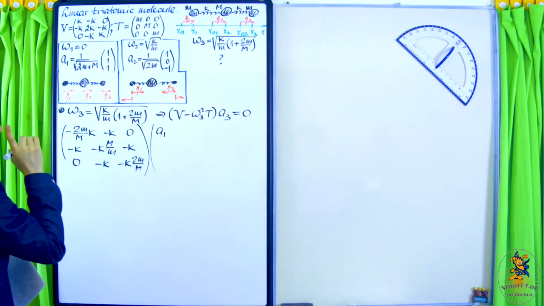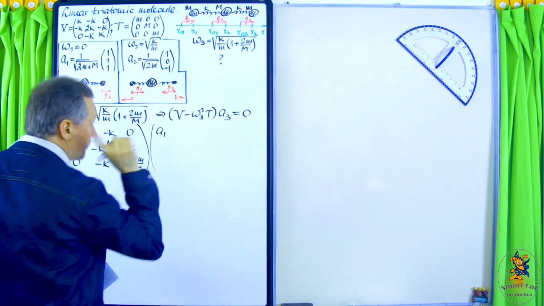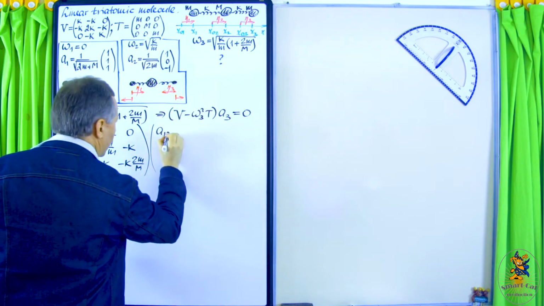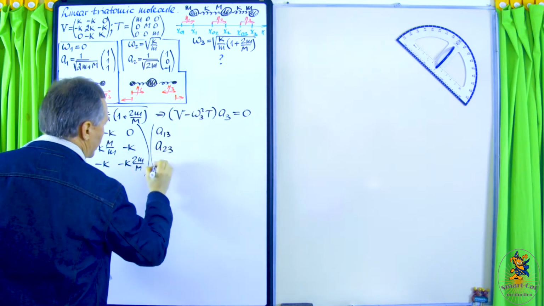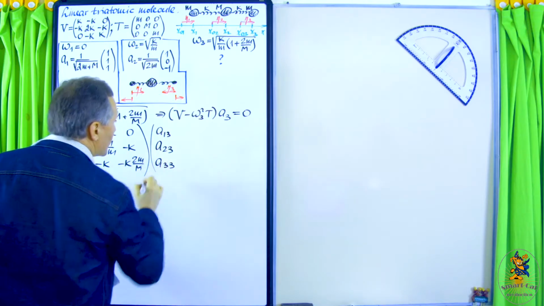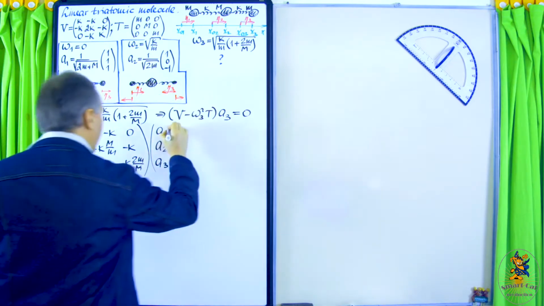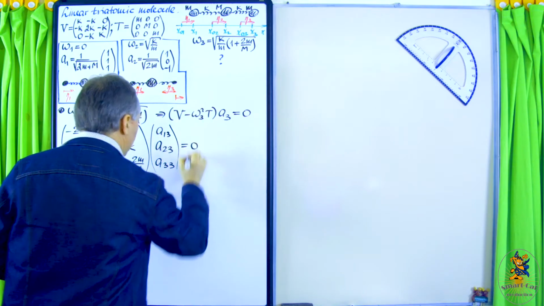And the eigenvector. Now this is the amplitude of the first particle in the third mode, then the amplitude of the second particle in the third mode, and the amplitude of the third particle in the third mode. Right, and it must be equal to 0.